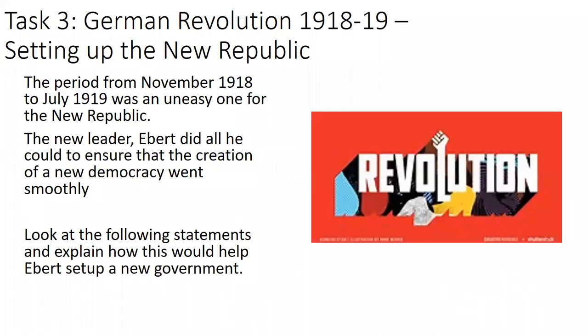Now, the last thing we need to understand in today's lesson is how Germany set up a new republic, a new government. What we need to understand is that the period from November 1918 to July 1919 was not a good time for the new republic. The new leader, a man called Ebert, did all he could to ensure that democracy went smoothly. He had to make sure that the people did not try to overthrow his government. So I'm going to put up a list of statements, and we're going to go through how they would help him set up a new government.